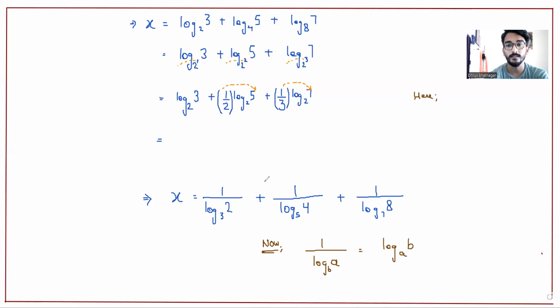The identity used here is log a power b equals b log a with the base k on both sides. Okay, the power can be taken outside the log from the input. So I can say it is 5 to the power half with the base 2 and log 7 to the power of 1/3 with the base 2.